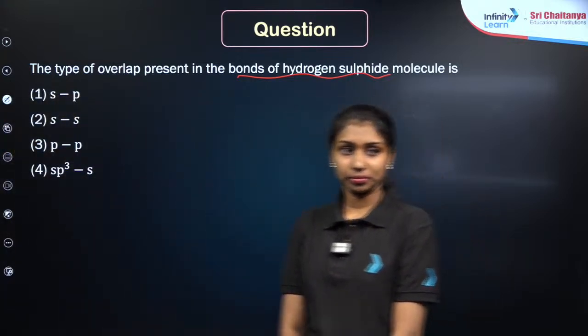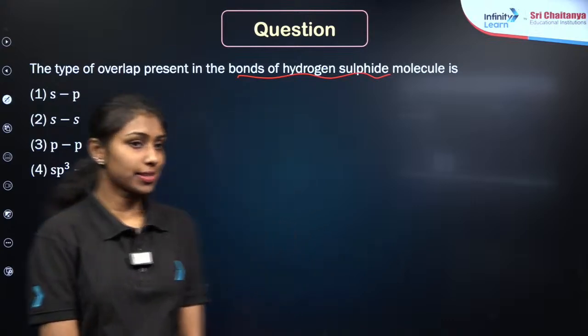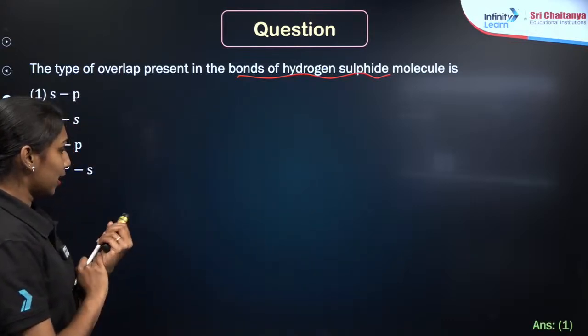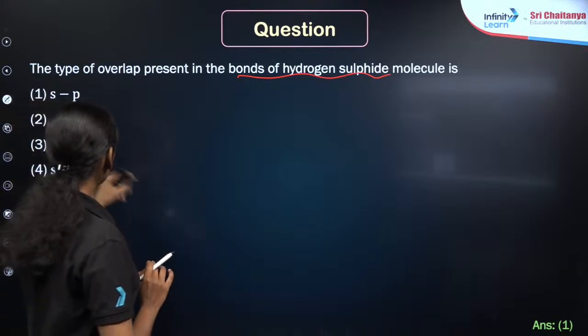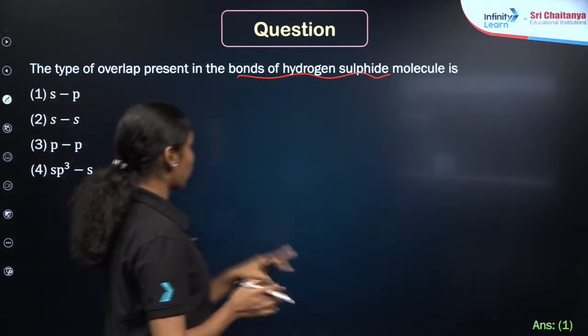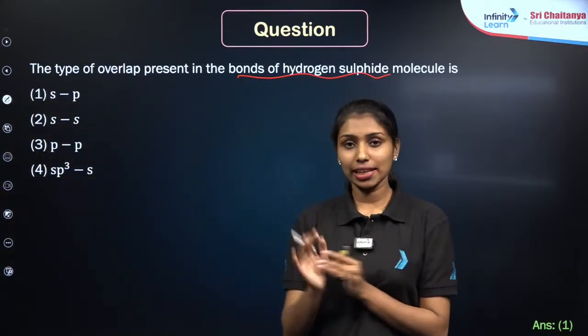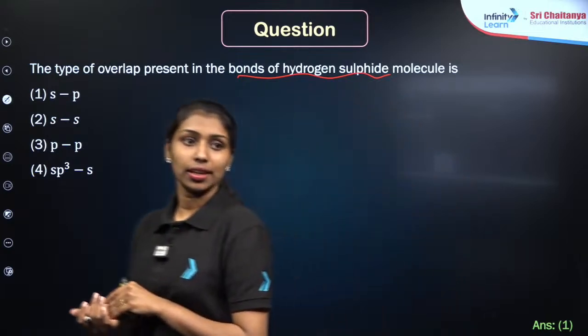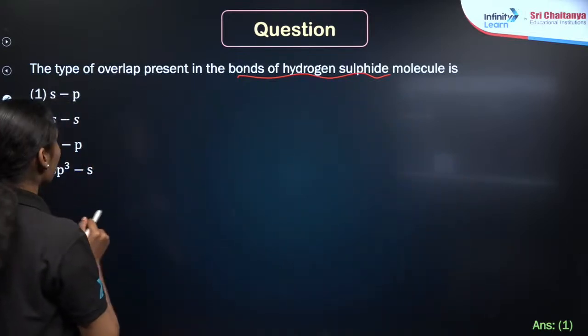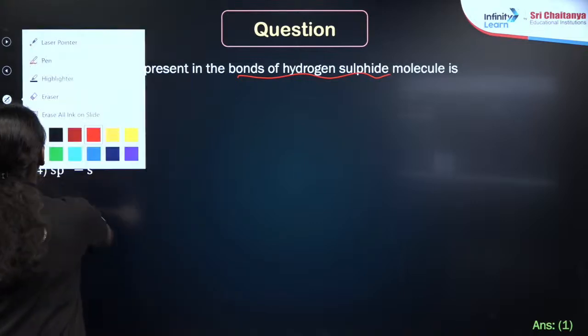SP3S. Okay, let us see. Option 1 is the correct one, sp overlapping. According to valence bond theory, it is sp overlapping. You will be discussing detailing about the hybridization, then we will understand what you mean by sp3, right? It is sp overlapping. What is the molecule given here?